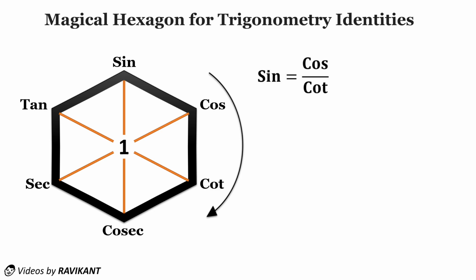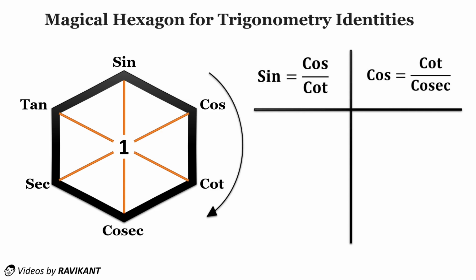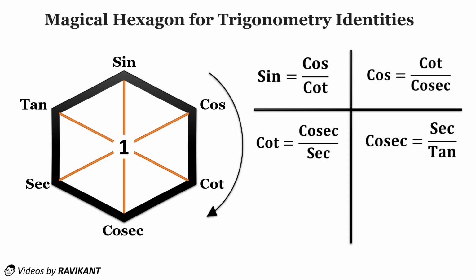Now next we start from cos and we move clockwise through cot and cosec. So we can generate the formula of cos in terms of cot and cosec. So cos is equal to cot by cosec. We follow this procedure and we can generate a total of 6 formulas. Next we have cot. So cot is equal to cosec by sec. Next is cosec. So cosec is equal to sec by tan.